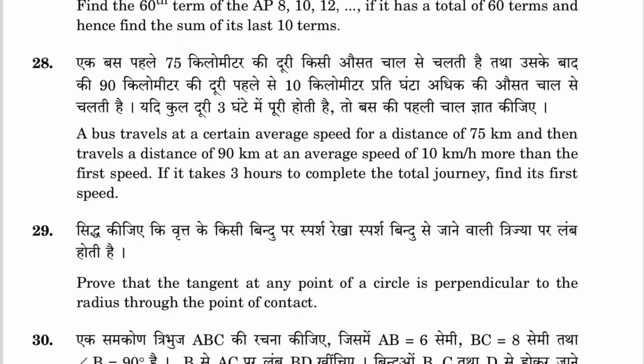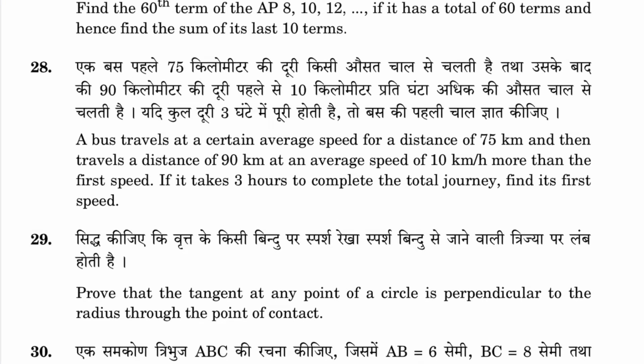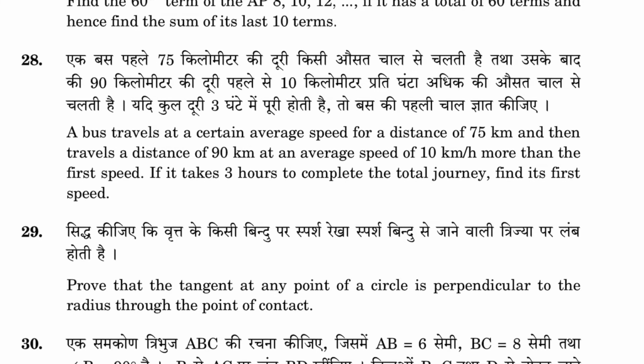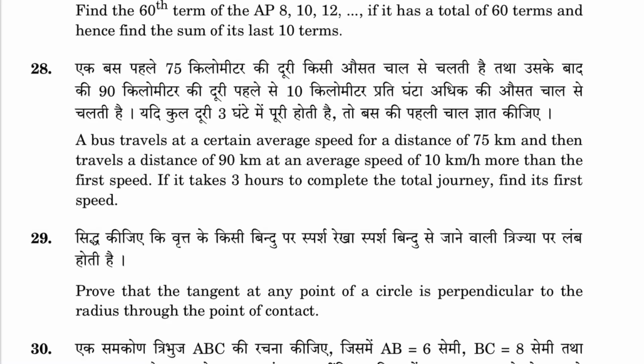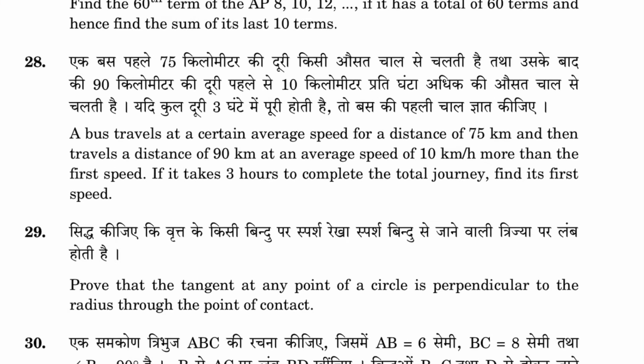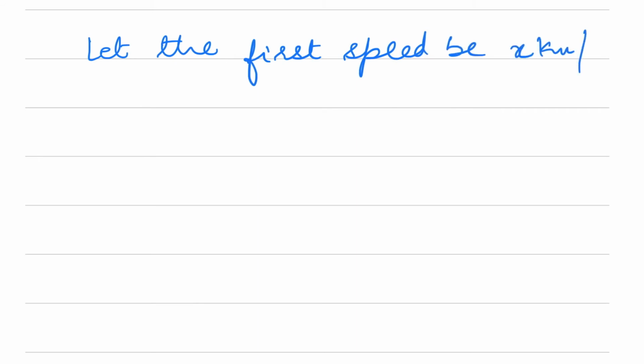Question number 28. In this question we are given that a bus is traveling at an average speed for 75 kilometers and then it travels a distance of 90 kilometers with an average speed 10 kilometers per hour more than the first speed, and it takes 3 hours to complete the total journey. So we are supposed to find the first speed. Let the first speed be x kilometer per hour.